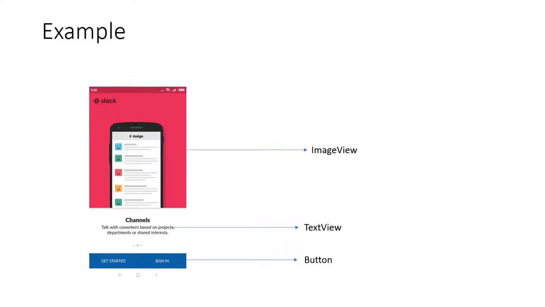Here is another example which shows the screen capture of an application. See, here we have an image view for the display of this image, a text view to display this text to the user so that he can know what to do, and these two buttons, the get started and the sign in, where we use a button to display these two buttons which will require an action from the user.